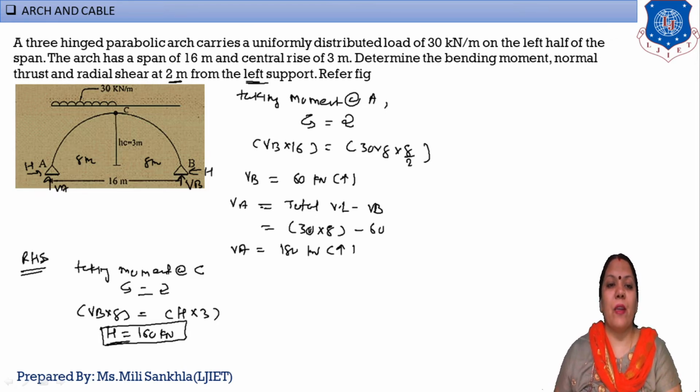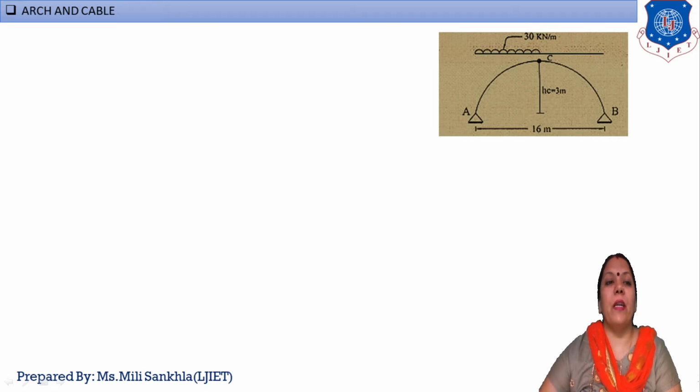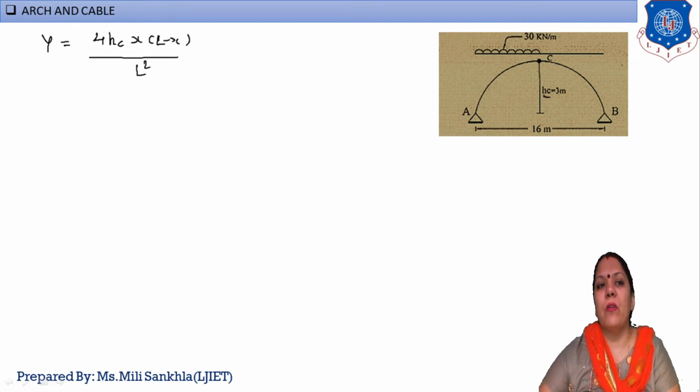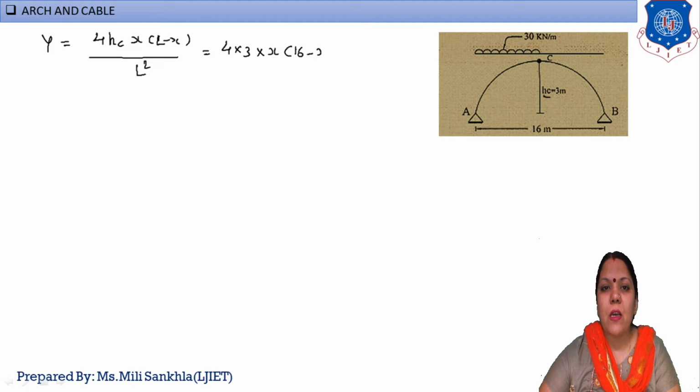Now next we find our vertical height Y, because load is given. What is the equation of Y for a parabolic arch? Y is equal to 4hx(L minus x) divided by L squared. Here the data given is the rise, so I write h. If r is given then write r, or if H is given then write H. Now one by one put the values: 4 into 3 meter, x is unknown, L is total span 16, so (16 minus x) divided by 16 square.